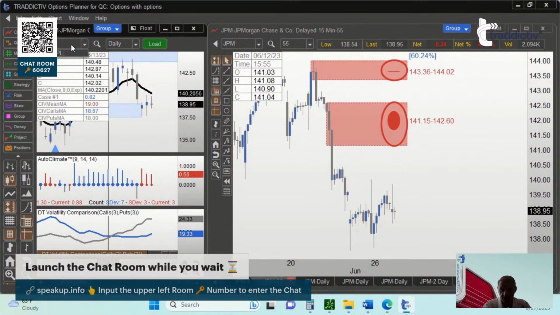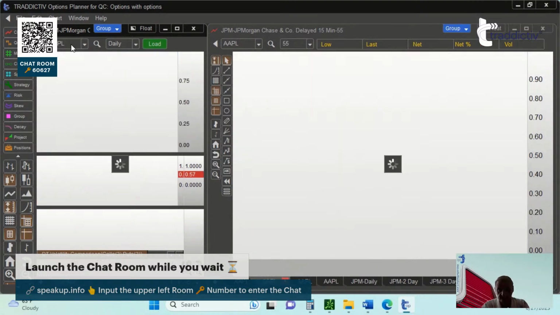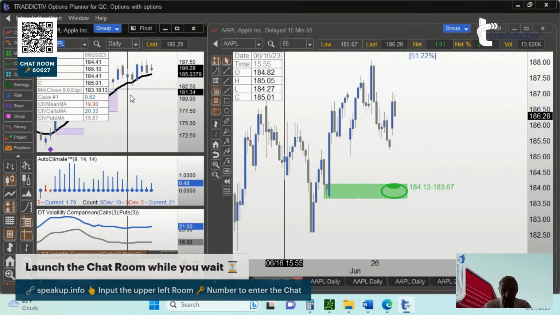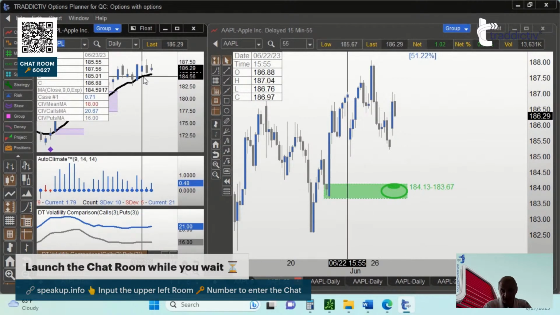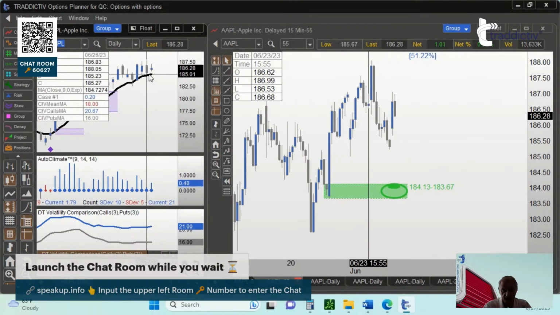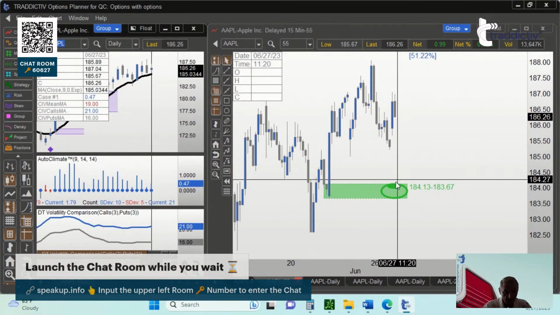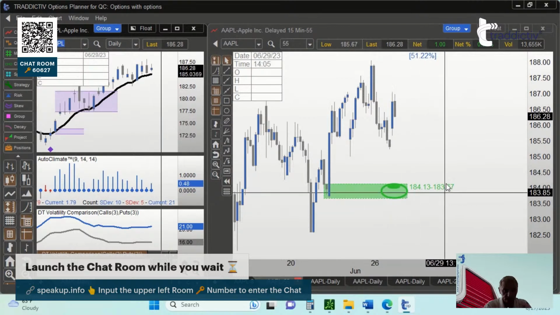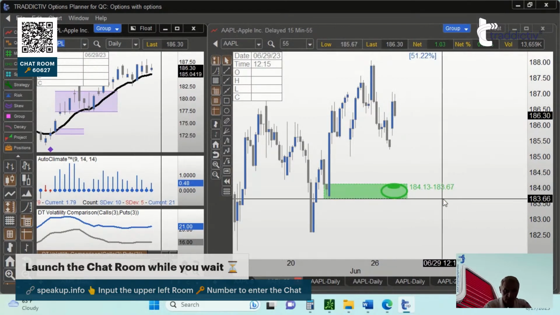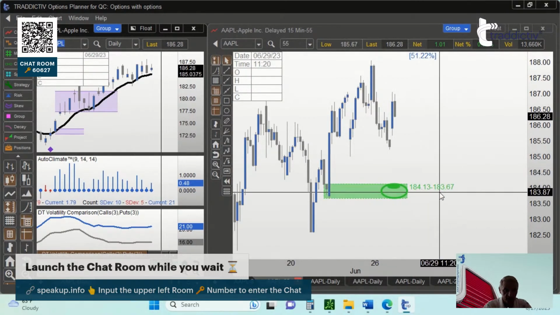Apple is a little bit different. When I'm looking at Apple, Apple is riding this uptrend. Yesterday had a pretty significant down day, but today is recovering. This is where the 55-minute green unfilled orders are sitting, right? So be aware of it.